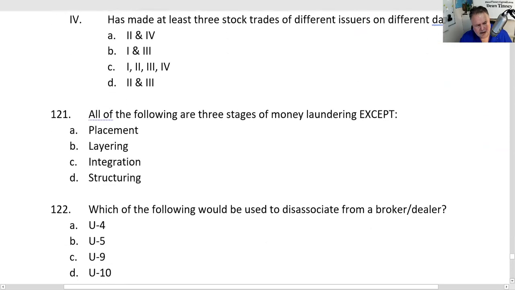Money laundering shows up more now on the SIE than it does on the 7, but it's placement, layering, integration. Structuring isn't a stage. Structuring is somebody who's trying to avoid triggering a CTR.